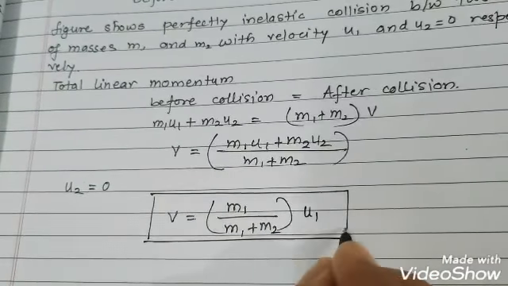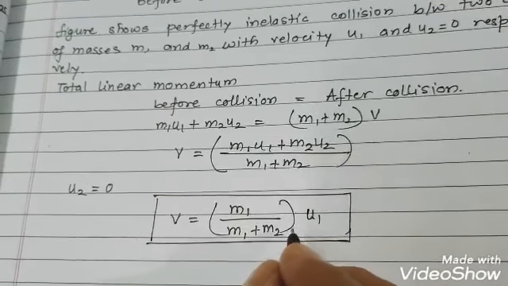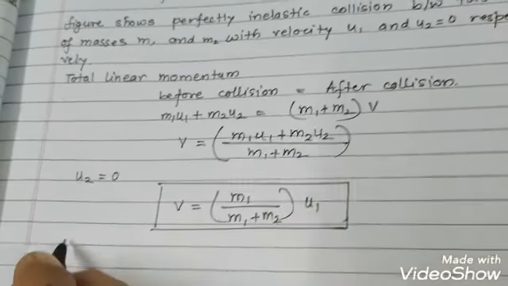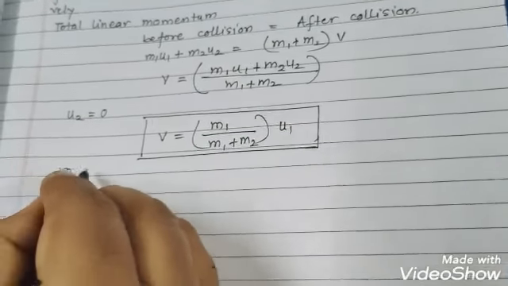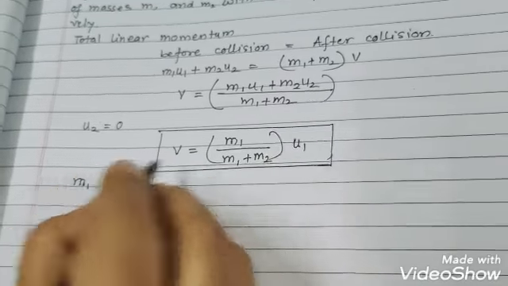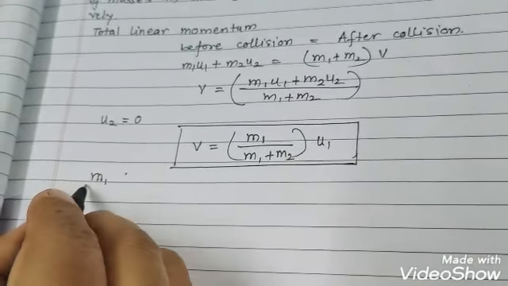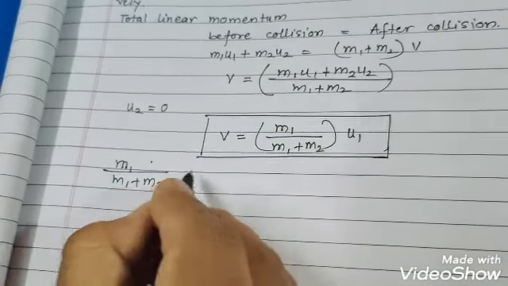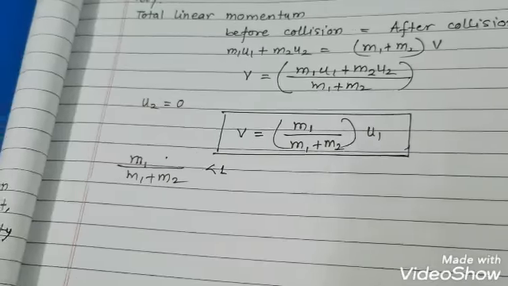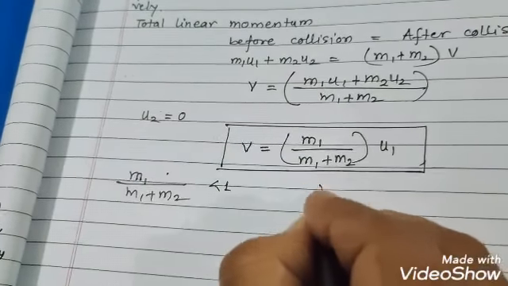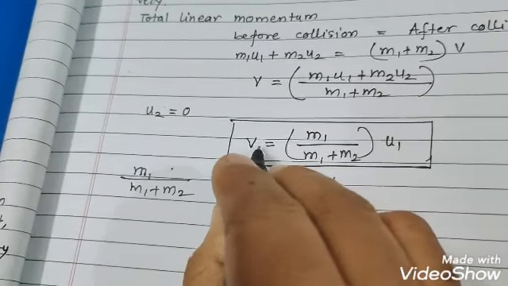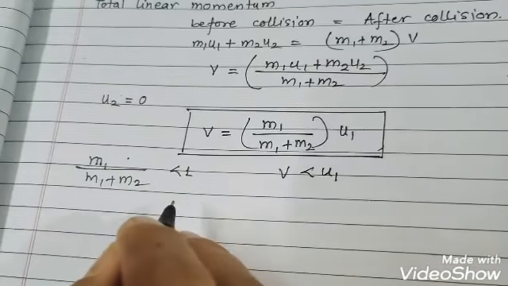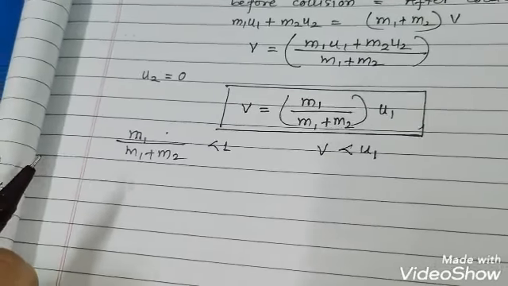So this will be the formula for the velocity of the two bodies after collision. And you know very well that m1 is obviously less than m1 plus m2. So this fraction m1 upon (m1 plus m2) is less than 1. Because it is less than 1, the final velocity v of the two bodies will be less than the initial velocity of the first body, the projectile body, before collision.